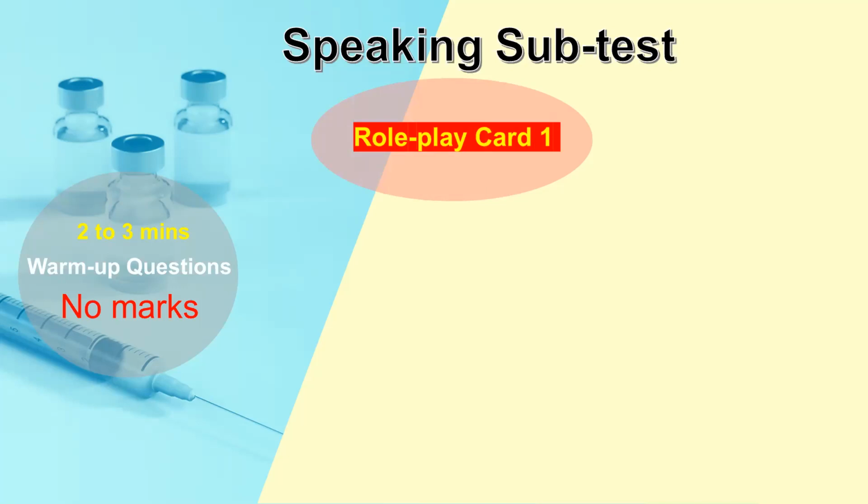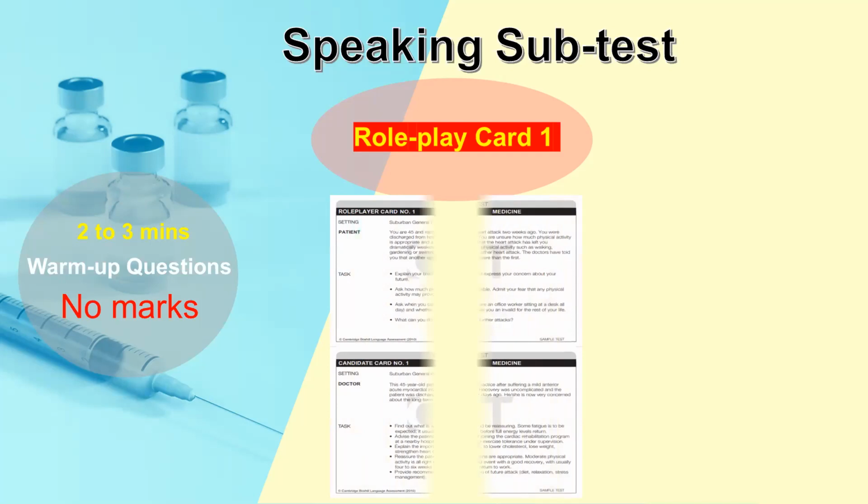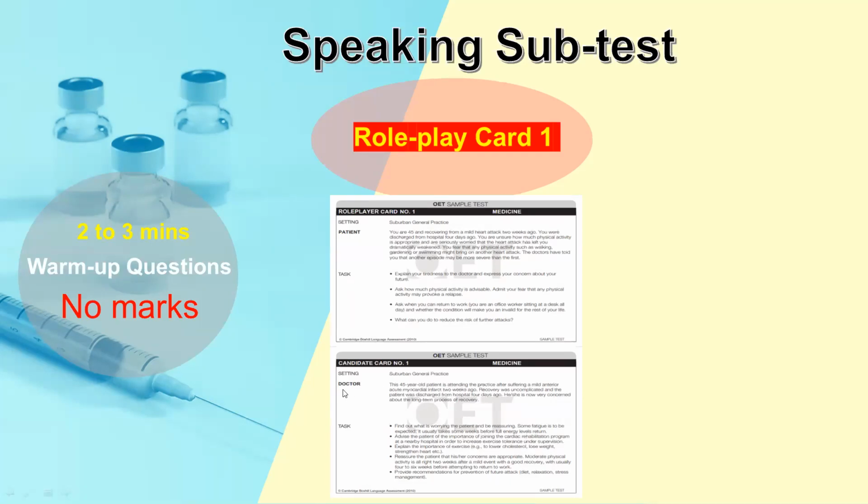After that, you'll start with the first roleplay card, which is roleplay card 1, and this is the figure of the roleplay card. This is your role, as a doctor or a nurse, which will be written here. And this is the role of the OET interlocutor, who is the person who will play the other role.